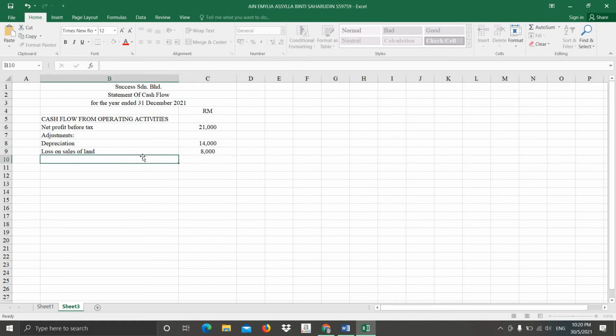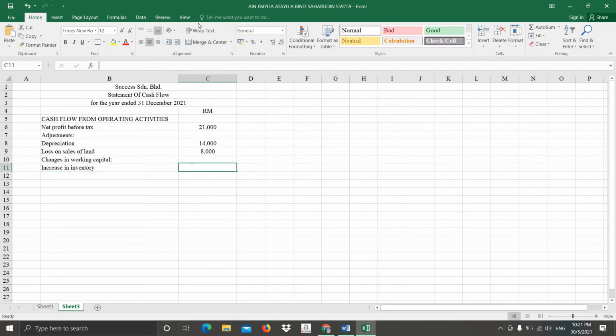Okay, next we need to find the changes in working capital. The first one is from the worksheet that we completed just now. We identify there is an increase in inventory, RM 20,000. We need to deduct this from our cash flow.